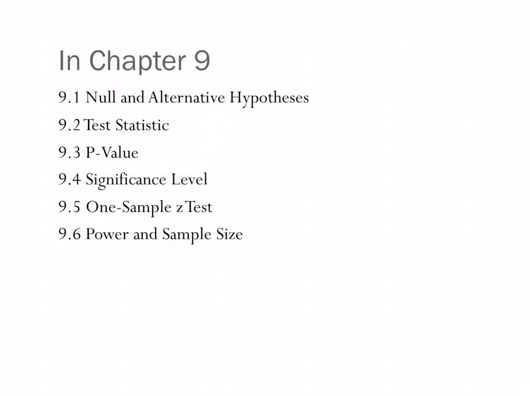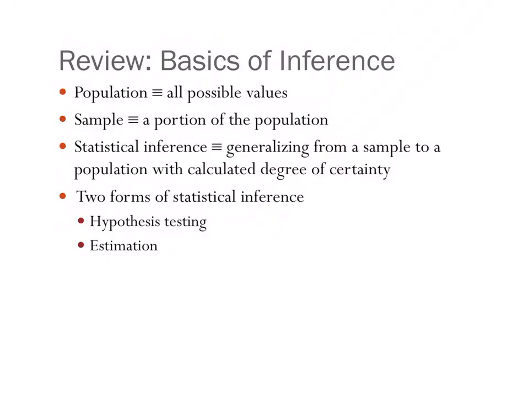So in this chapter, we're going to be going over the null and alternative hypothesis, then going over the test statistic, followed by calculating the p-value and the significance level at that p-value. Then we'll be going over one sample z-test, and then the power and sample size that are needed to calculate these tests. So here we go, here's a review of the basics of inference.